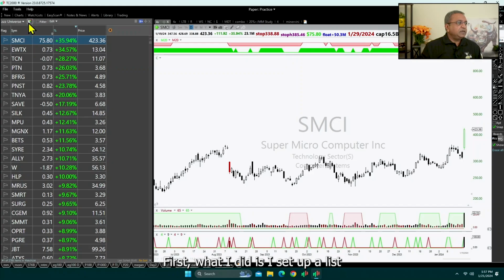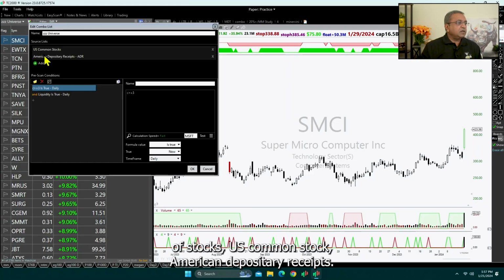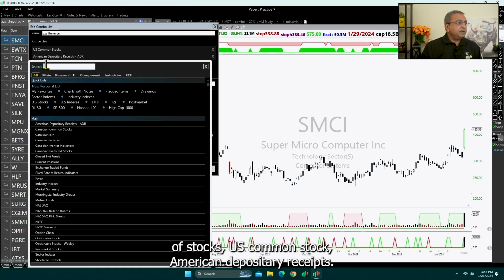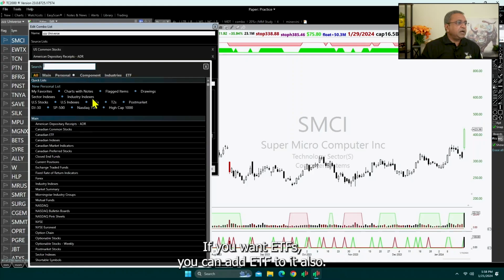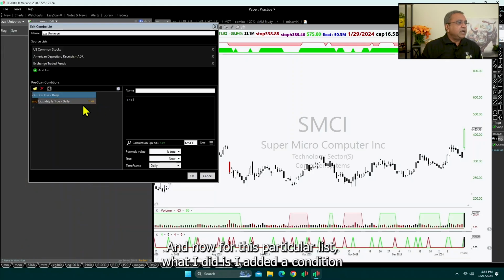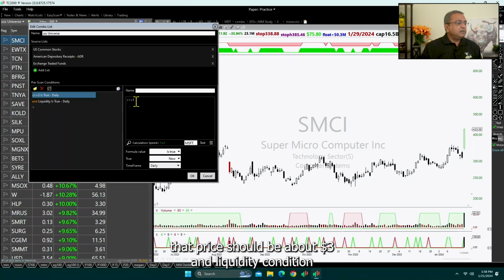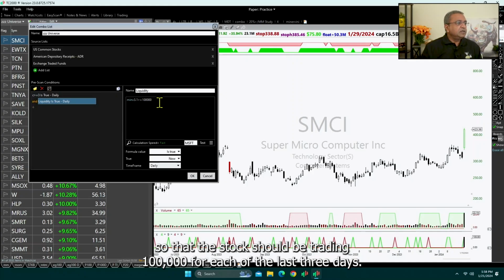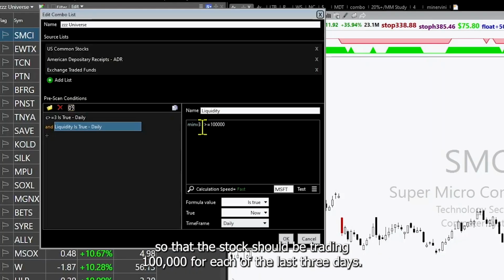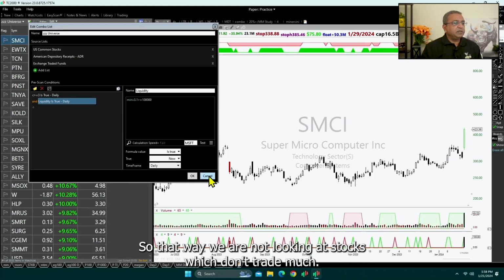First, I set up a list of stocks: US common stock, American depository receipt. If you want ETFs, you can add ETFs to it also. And for this particular list, I added a condition that price should be above $3, and a liquidity condition so that the stock should be trading 100,000 for each of the last 3 days. That way we are not looking at stocks which don't trade much.